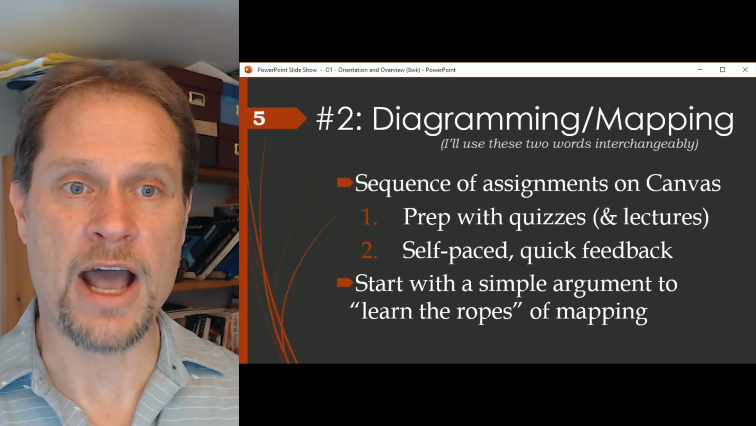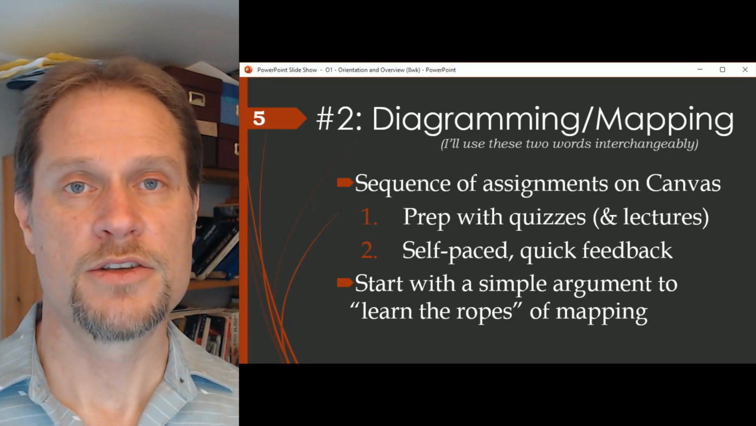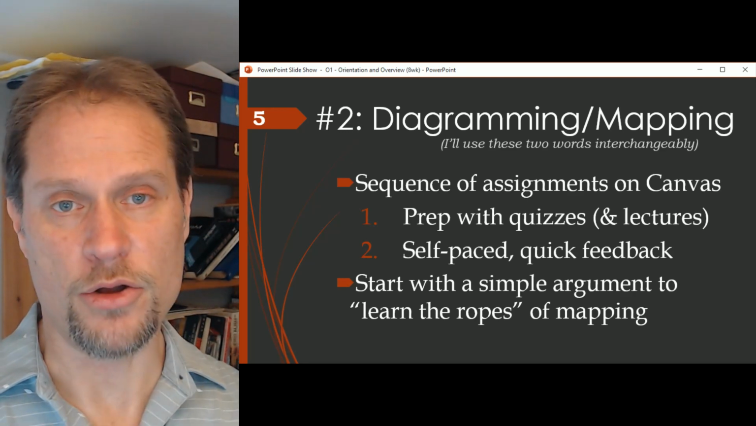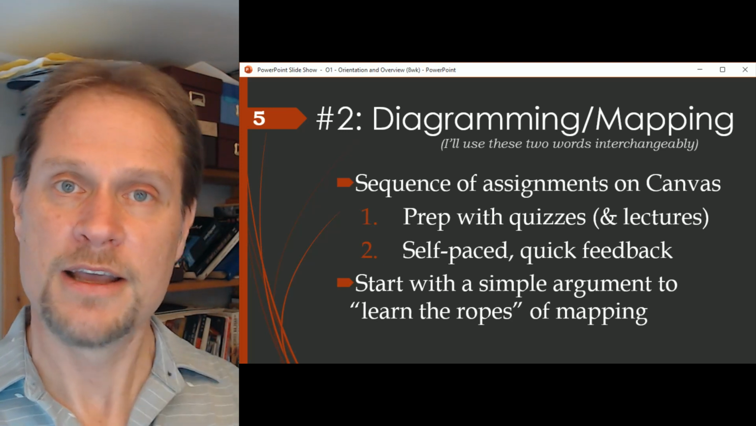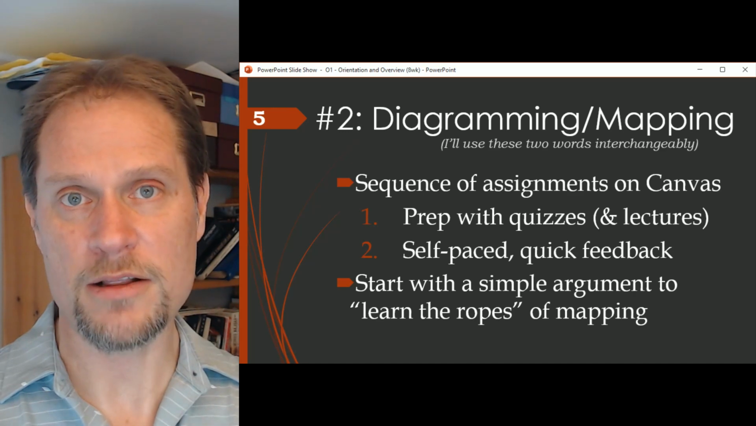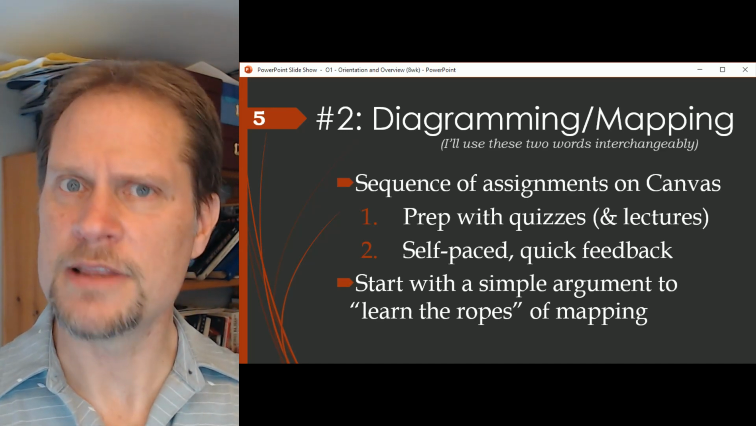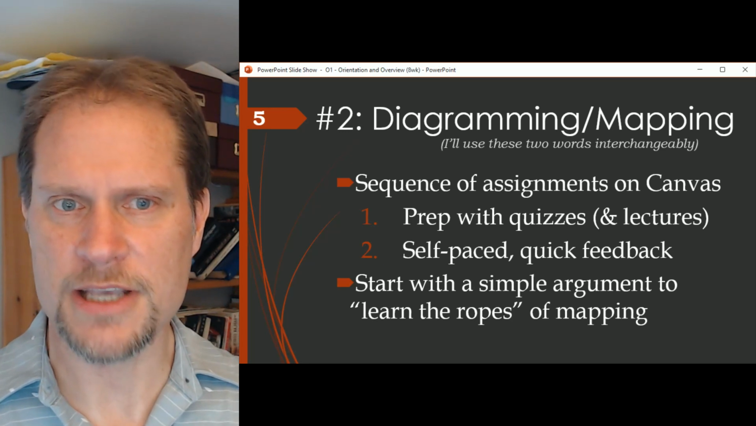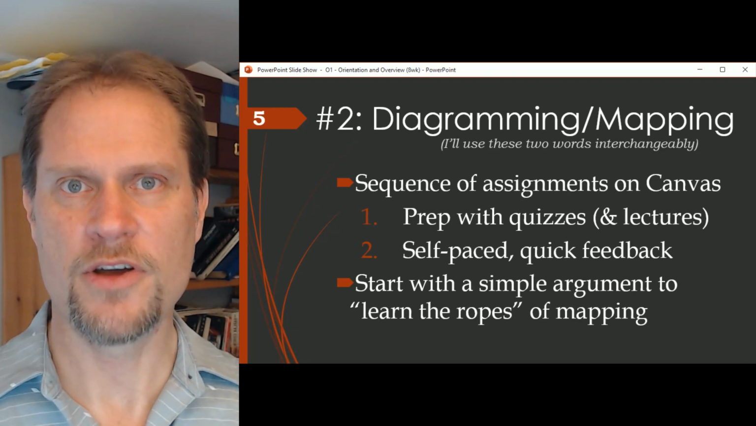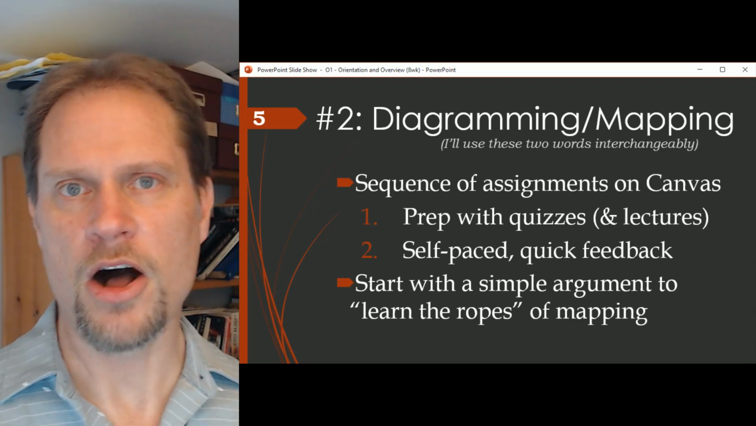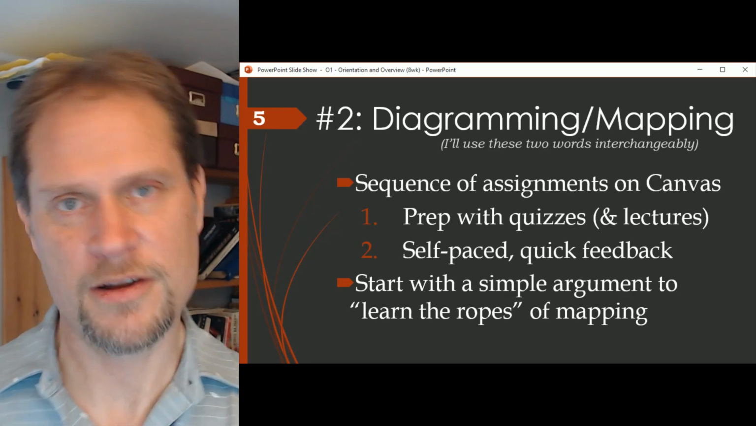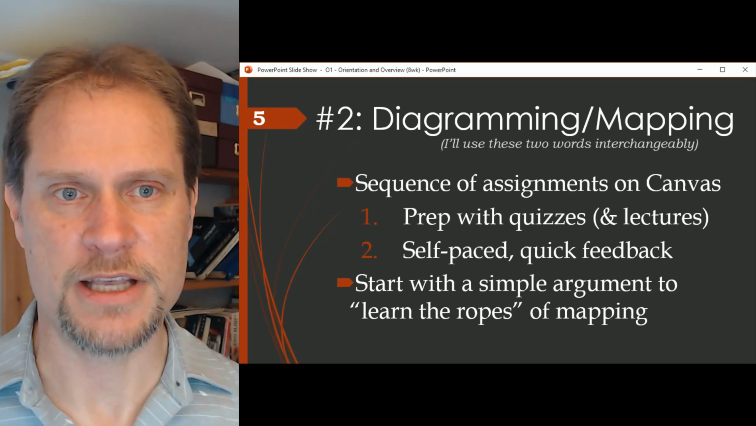And that's where I have a sequence of assignments on Canvas. I'll have lectures to tell you, here's how to do this part. Then I'll have a little quiz, which will test you and say, is this an example of doing that part of argument mapping well or not? To let you check whether you really understood what I was saying in a lecture. And then the next step is that you do it yourself on an example argument, and then I'll step in and grade that and give you feedback and say, okay, you've got this part of the procedure down well, you've got to work on this.